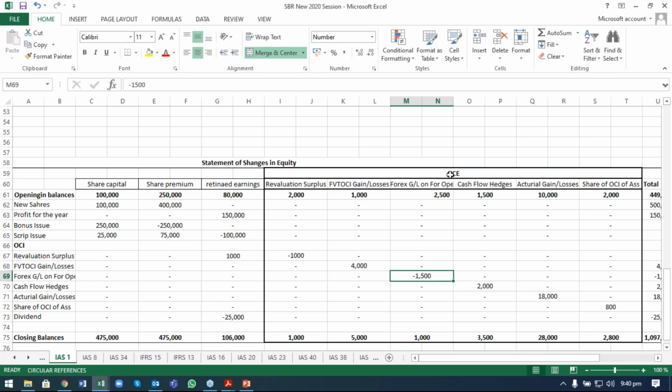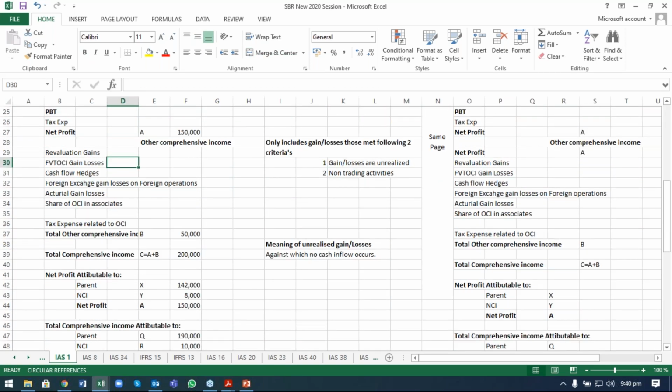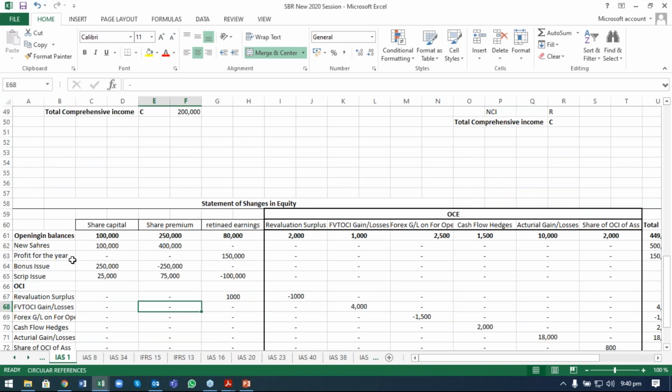It is deducted from other components of equity, and it should be reported in your income statement as foreign exchange gain losses. Now I'm reporting this within income statement. If there is foreign exchange gain loss on foreign operation, there it's reported as 1500. Is it clear now? And this 1500 ultimately increases your net profit, right? And this net profit is then moved into the retained earning profit for the year from this section.